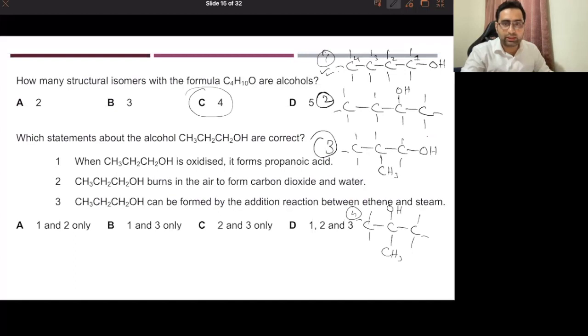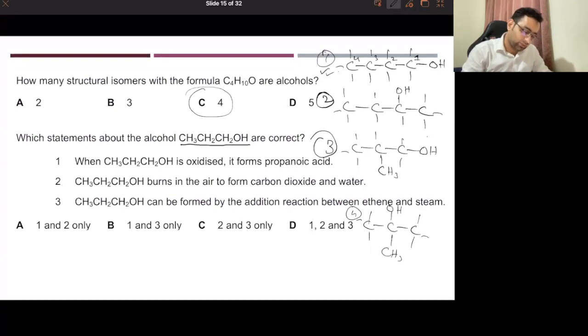Yes, Armaghan Chaudhary, in hydrolysis H2O is used, hydro stands for water. तो जहां से H remove होता है और OH remove होते हैं to form water, वहीं पे जाके वापस वो लगेंगे. अच्छा, now which statements about alcohol CH3CH2CH2OH are correct?